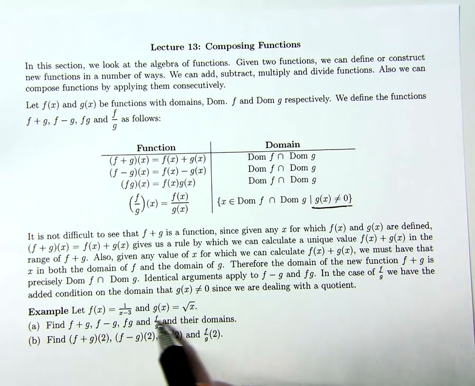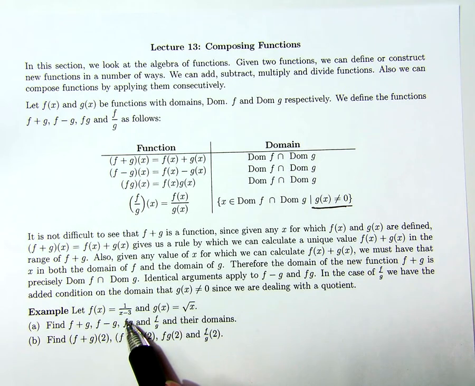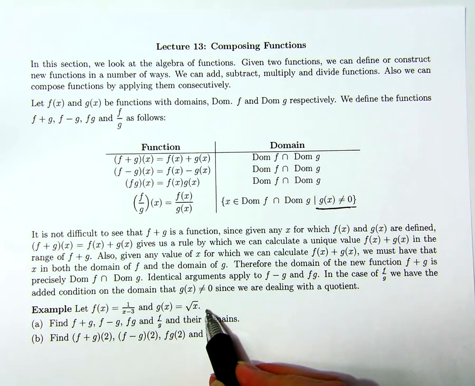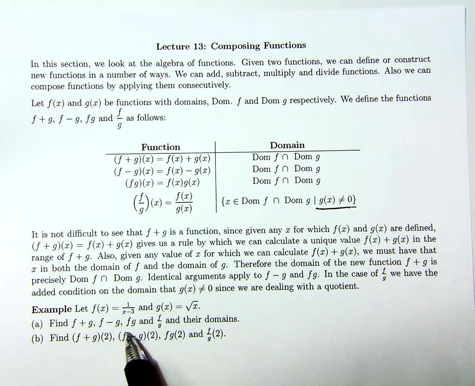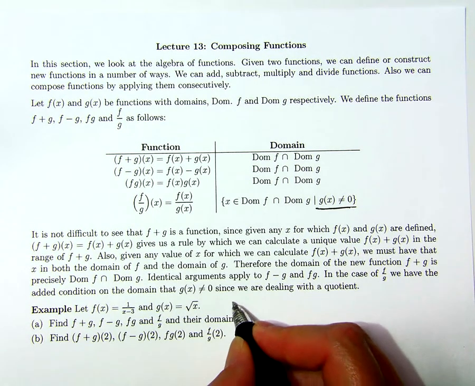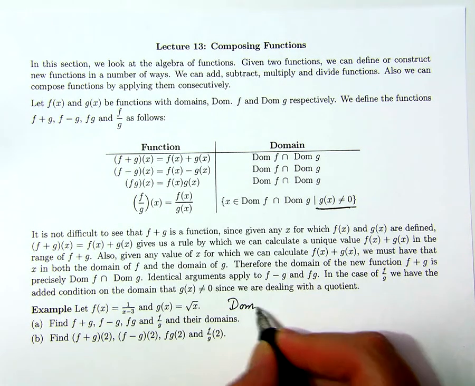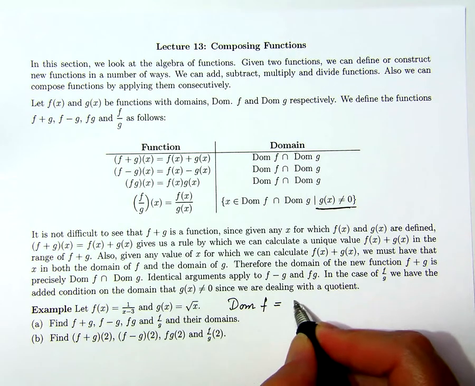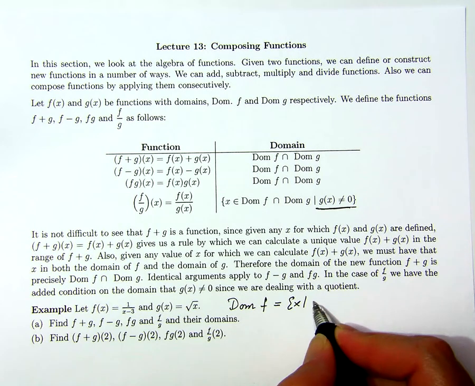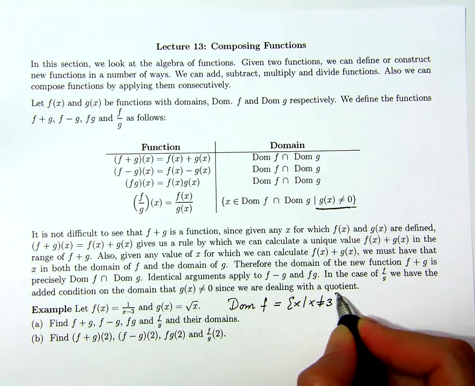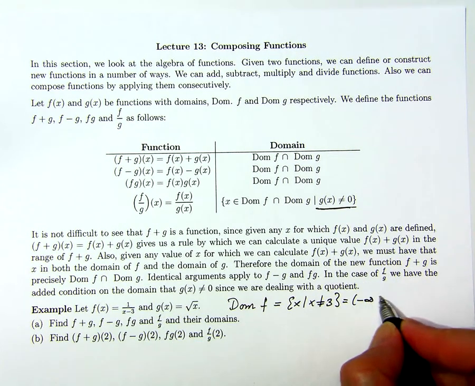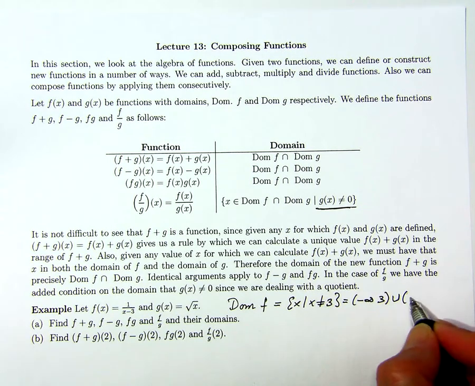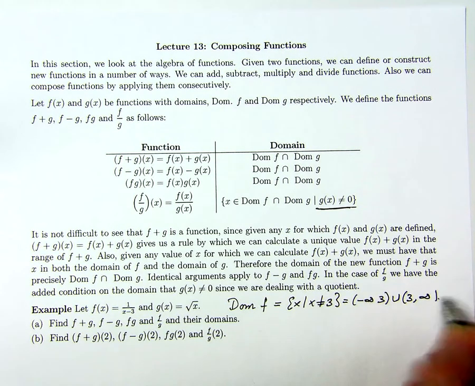Okay, let's look at a few examples. Suppose f of x is 1 over x minus 3, and g of x is the square root of x. And we're going to find formulas for all of these functions and their domains. So let's start with looking at the domain of f, and that's the set of all x such that x is not equal to 3, such that this denominator is not 0. And that's everything from minus infinity to 3, along with everything from 3 to infinity.